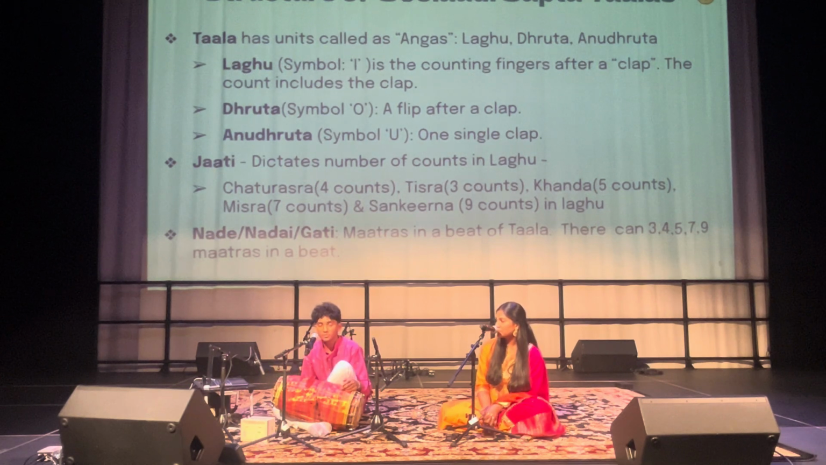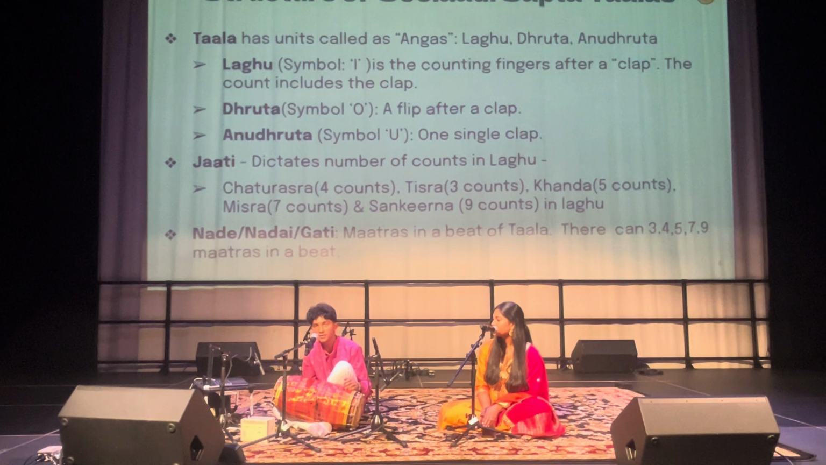I'll use another example. Sankirna Jati dictates there are 9 counts in the laghu. So it'll come like this. 1, 2, 3, 4, 5, 6, 7, 8, 9. And then finally, I'll show everybody Mishra Jati, which is 7 counts in the laghu. 1, 2, 3, 4, 5, 6, 7.